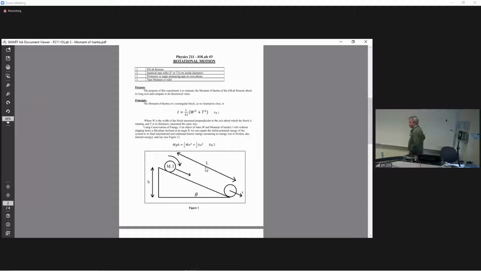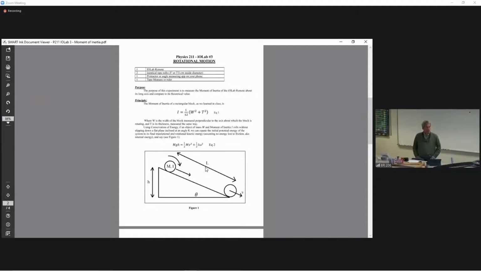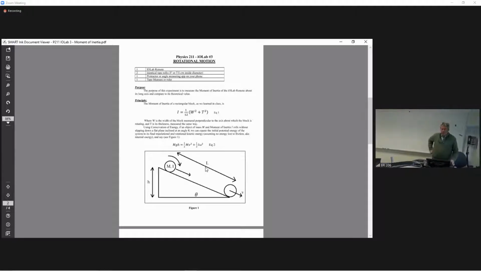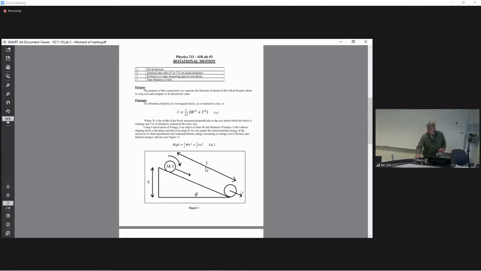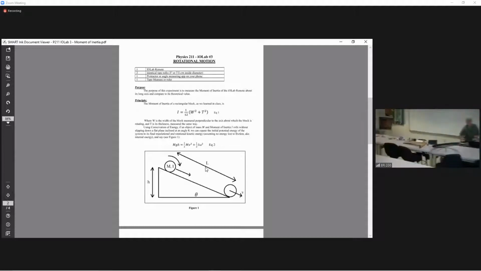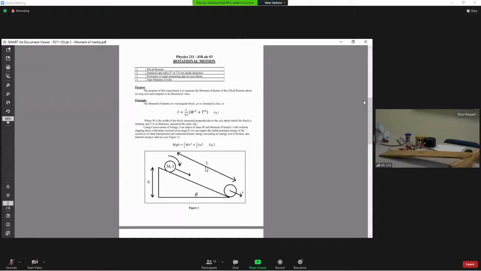Okay, let's talk about the lab now. We'll continue talking about static equilibrium on Monday, but let's go to our lab. So what's the idea of the lab here? No other questions? Okay, let me adjust this. Okay, here's the idea of the lab.